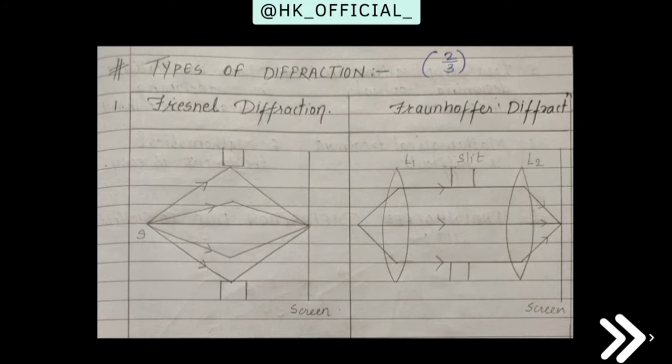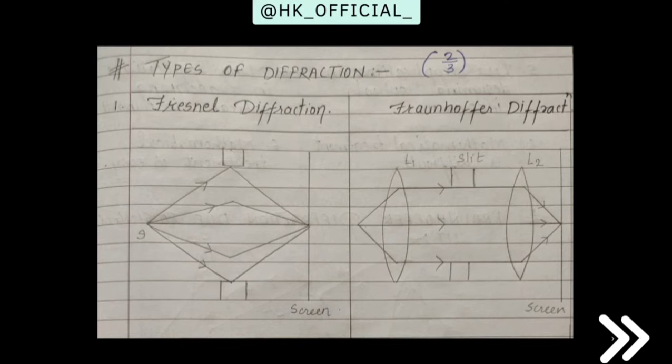So the first point is the diagram. You also have to draw the diagram first in your examination. So take the screenshot or draw it in your classwork or notebook. Here in Fresnel diffraction, you can see both the source and the screen are at finite distance from the diffracting object, and no lenses are used in Fresnel diffraction, while in Fraunhofer diffraction you can see there are 2 lenses, lens 1 and lens 2. Here in this image L1 and L2 look similar in size, but it's not like that. L1 is comparatively smaller than L2.